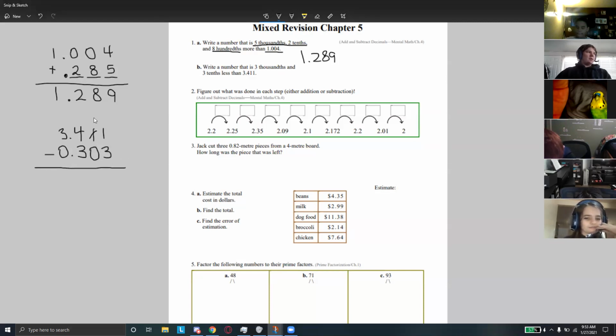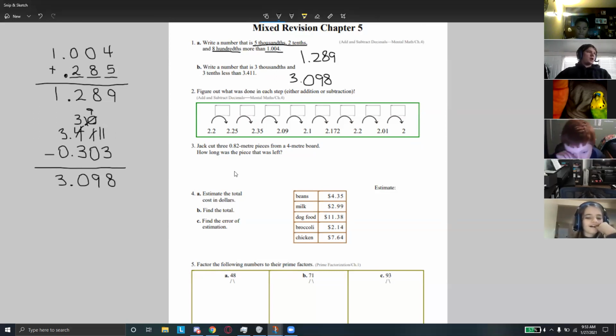1 minus 3, can't do it. So we're going to be borrowing from over here. So 11 minus 3 now is going to be 8. 9 minus nothing is 9 hundredths. 3 tenths minus 3 tenths is 0 tenths. 3 minus 0 is 3. So 3 and 98 thousandths.